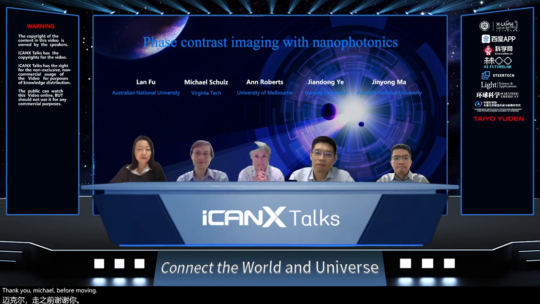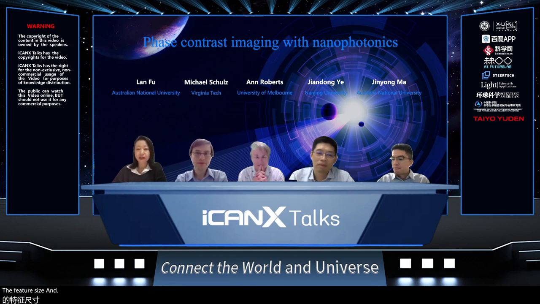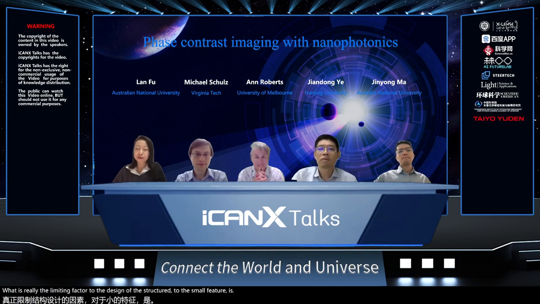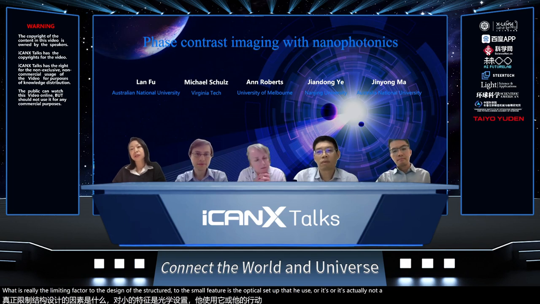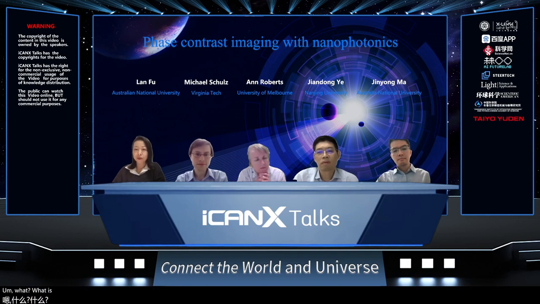Before moving to Jenno, I might just have a follow-up question from Michael's one when he talked about the feature size and the scaling up issues. What is really the limiting factor in the design of the structure to the small feature: is it the optical setup that you use, or is it actually a particular application you have to do, like in terms of the imaging object? What is really pushing the design to a small feature size?